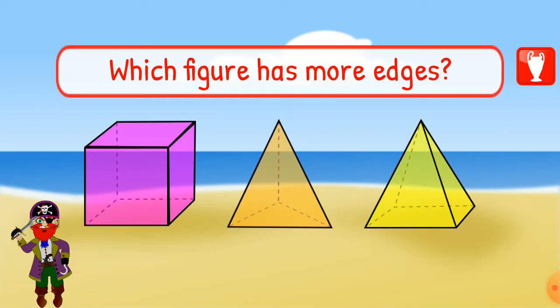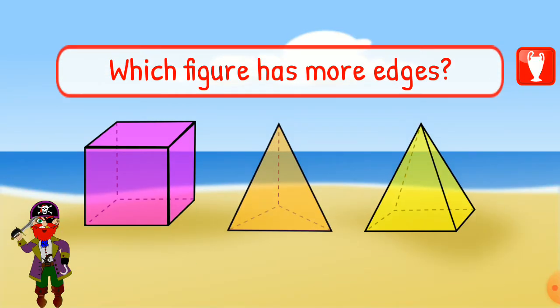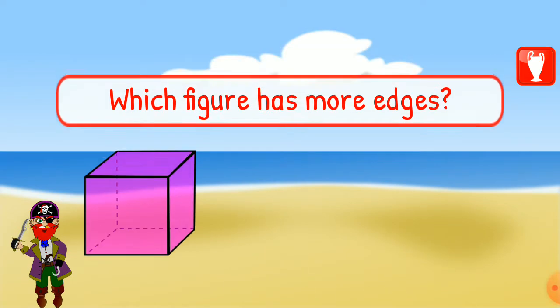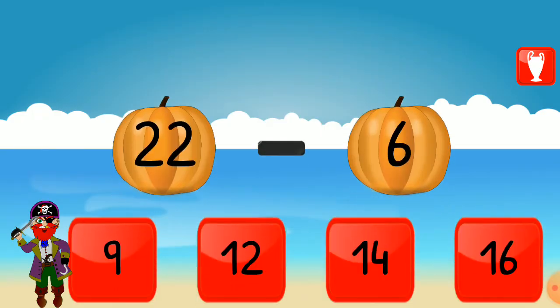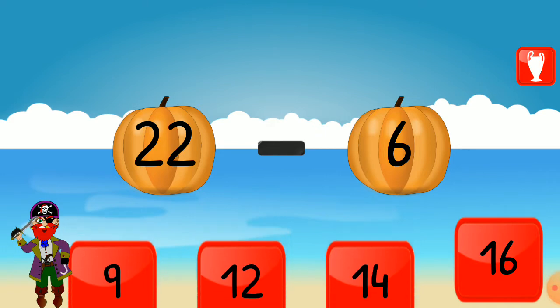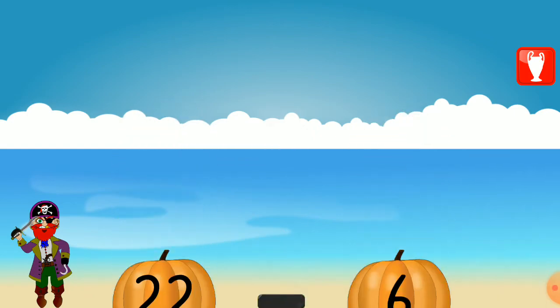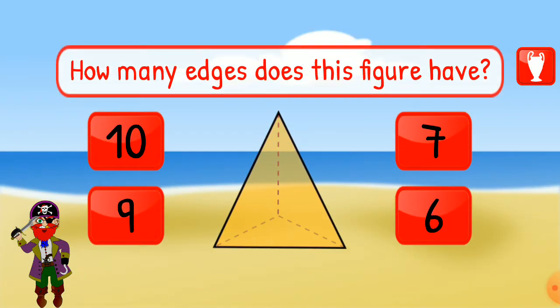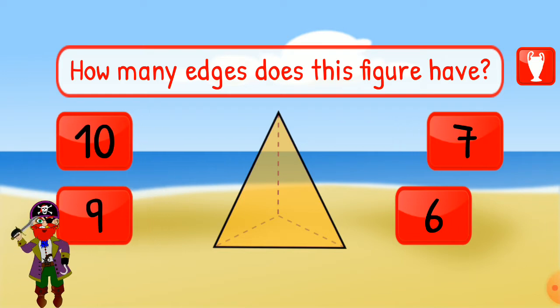Which figure has more edges? Cube. Wow! 22 minus 6. It's 16. Wow. How many edges does this figure have? 6. Yes.